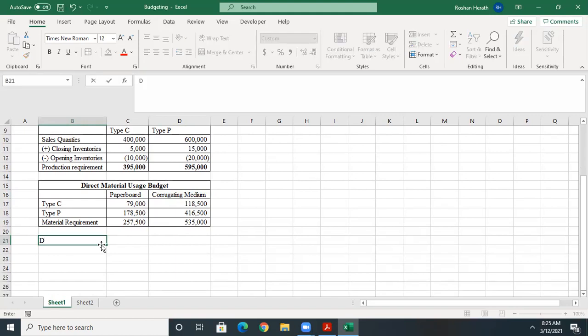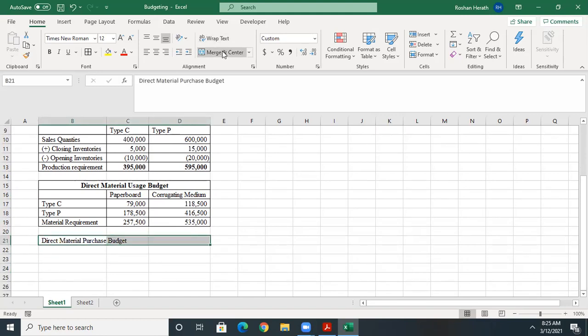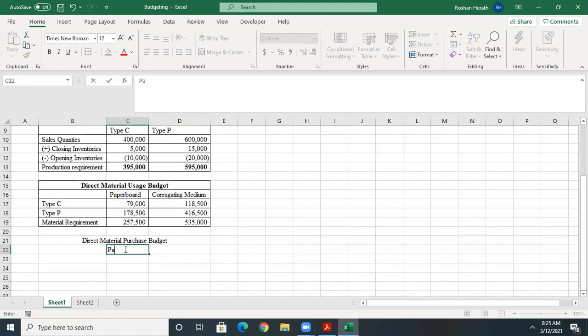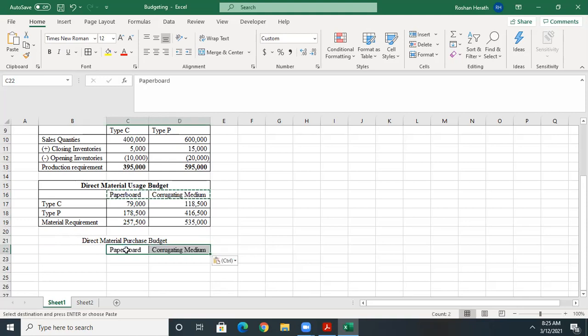So we call it the direct material purchase budget. You have basically two types of materials, the paper boards, I can simply copy that, and the medium. So you get them two.